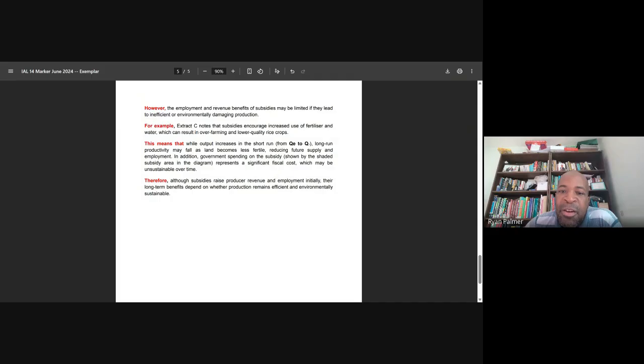In addition, government spending on the subsidy, shown by the shaded subsidy area in the diagram, represents a significant fiscal cost, which may be unsustainable over time. And our concluding link, therefore, subsidies raise producer revenue and employment initially. Their long-term benefits depend on whether production remains efficient and environmentally sustainable. So we give context to the benefits of the application of subsidy, that it depends upon whether or not sustainable farming practices are being employed by farmers.